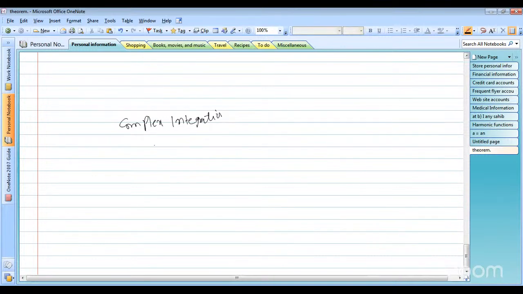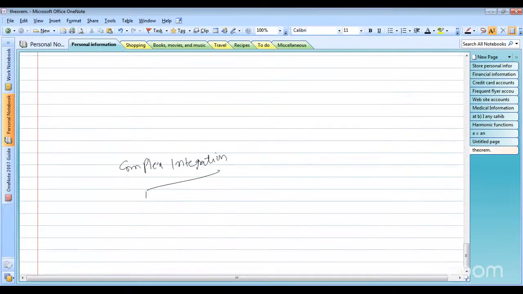Next unit, complex integration. Here we will learn about Jordan curves and contours, rectifiable curves, complex integrals, and smooth curves. What is a Jordan curve? We are looking at the definition of Jordan curves.